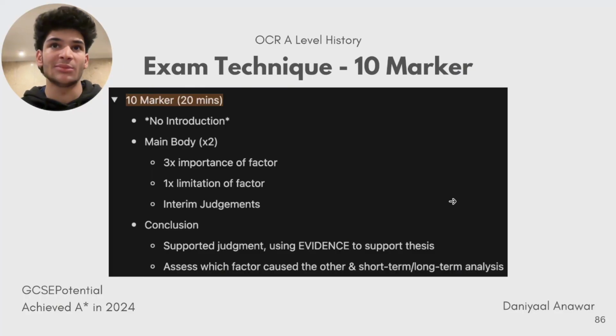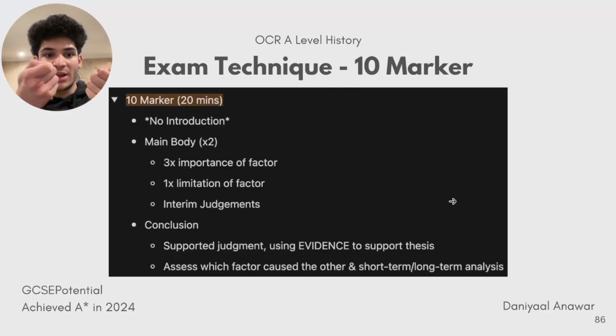For short-term, long-term, you could basically talk about how this factor was important in the short term, however, this was far more important in the long term. Therefore, the long-term one is more important. So that's how you do a conclusion effectively. You don't just reiterate your point. You weigh up the strengths of each point and then come to a conclusion as to which one's more important, okay? That goes for the 10 and 20 marker. That goes for basically all of A levels.